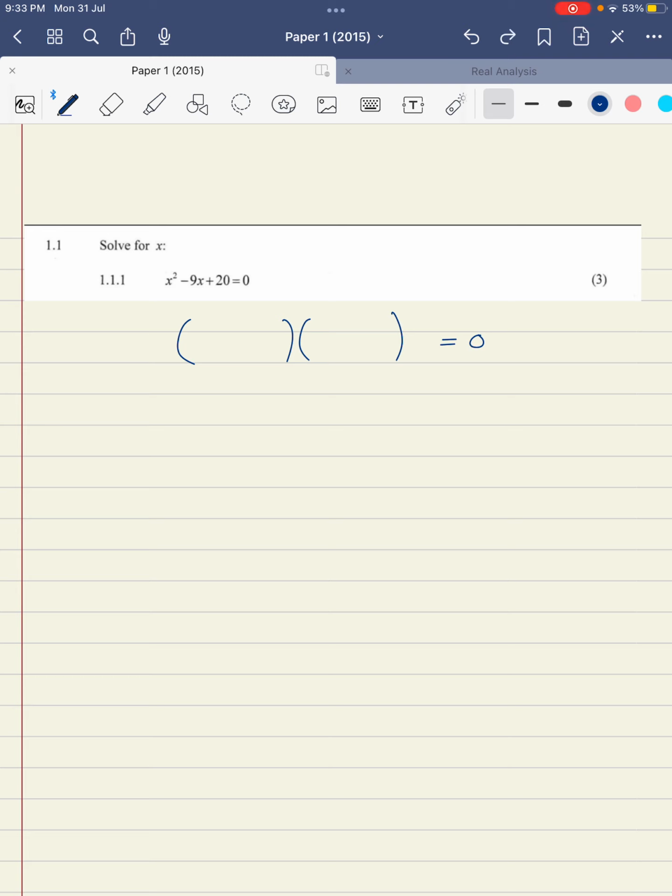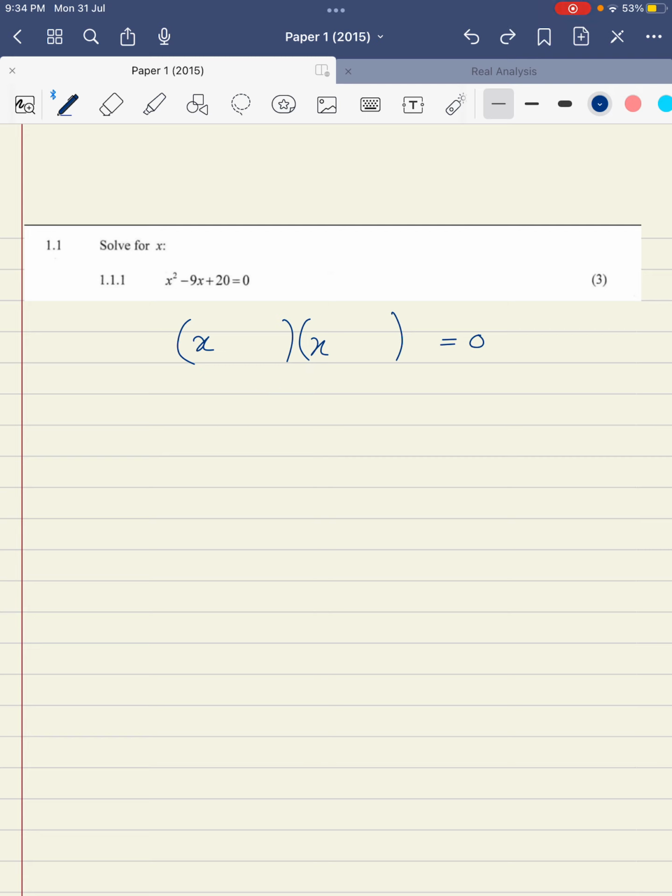That's still our right-hand side. That's not changing there. Okay, so basically when we multiply out these two brackets, we need it to equal this. So what we're going to need is an x in this bracket and an x in this bracket, such that when we multiply out these x's, we'll get an x squared, which is exactly what we need here.